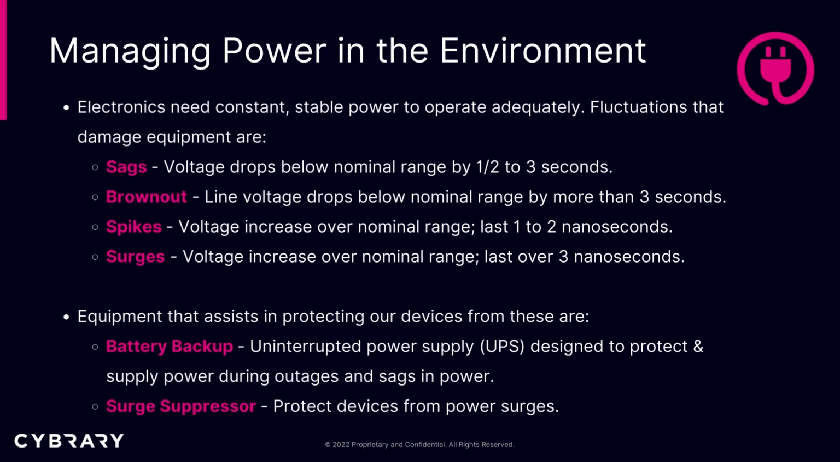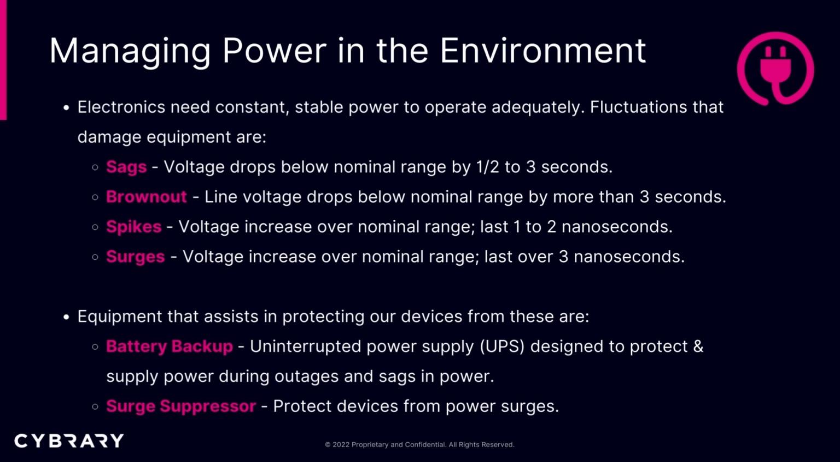Sags are voltage drops below the nominal range by half to 3 seconds. Brownouts, those are line voltage drops below nominal range by more than 3 seconds. Spikes, voltage increases over nominal range that last between 1 and 2 nanoseconds. Surges, voltage increase over nominal range that lasts over 3 nanoseconds.